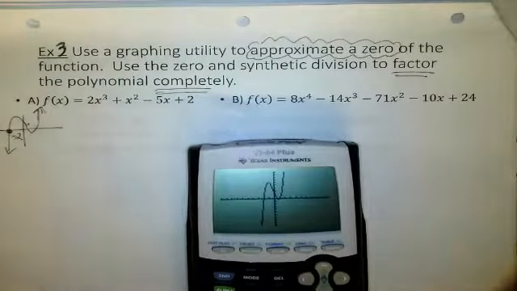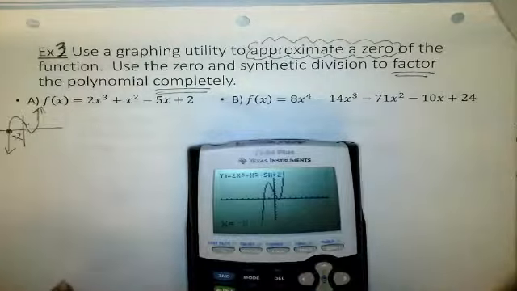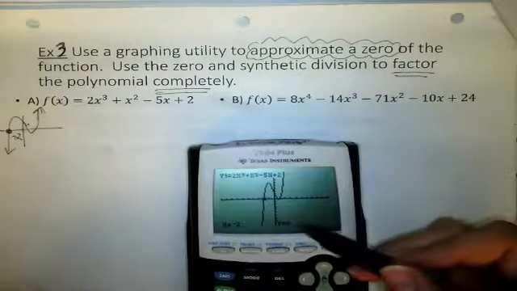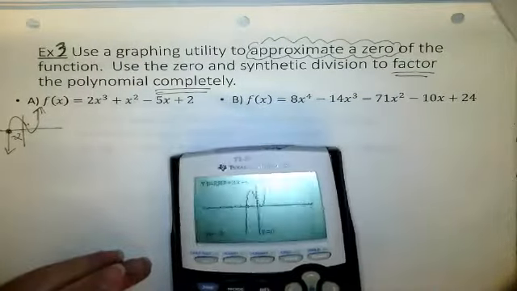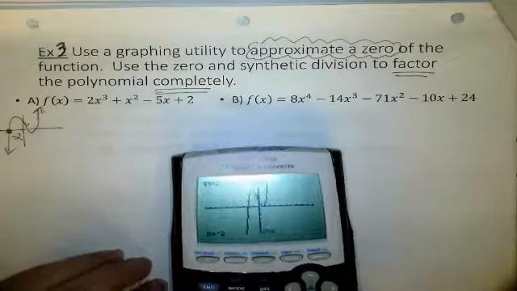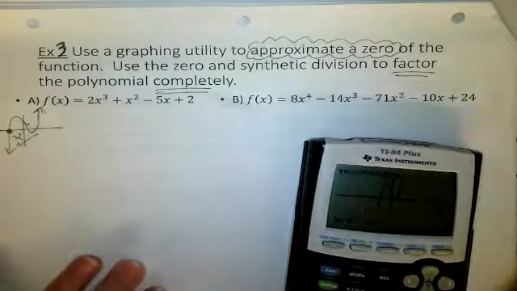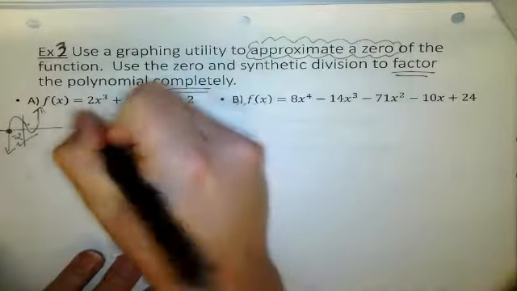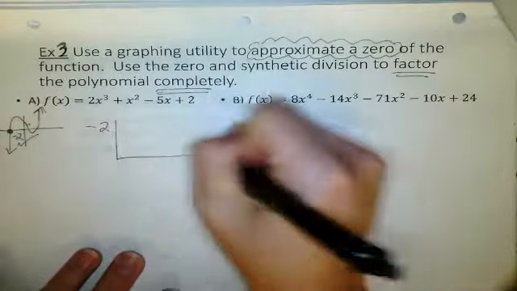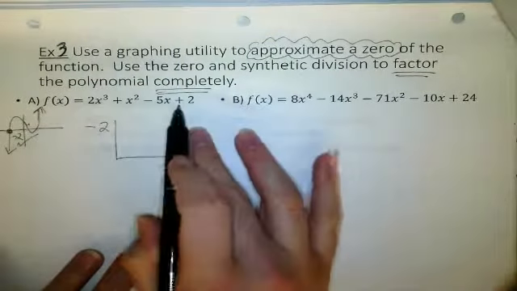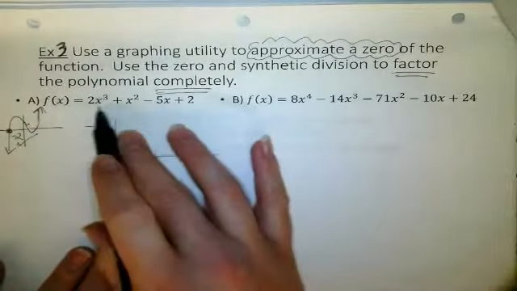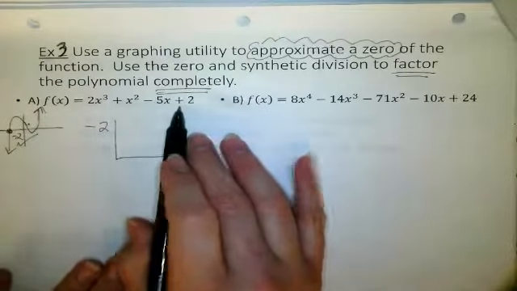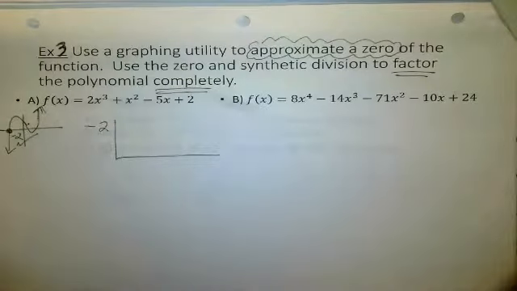I don't want to waste time, so how do I check to make sure it's a zero? Trace. I'm going to use trace and check negative 2. And yes, it has a y value of 0, which makes it a zero. So I know that negative 2 is a zero. I'm going to use that zero in synthetic division to help make this something I can factor. I'm looking at these 4 terms and thinking, hey, can I factor by grouping?